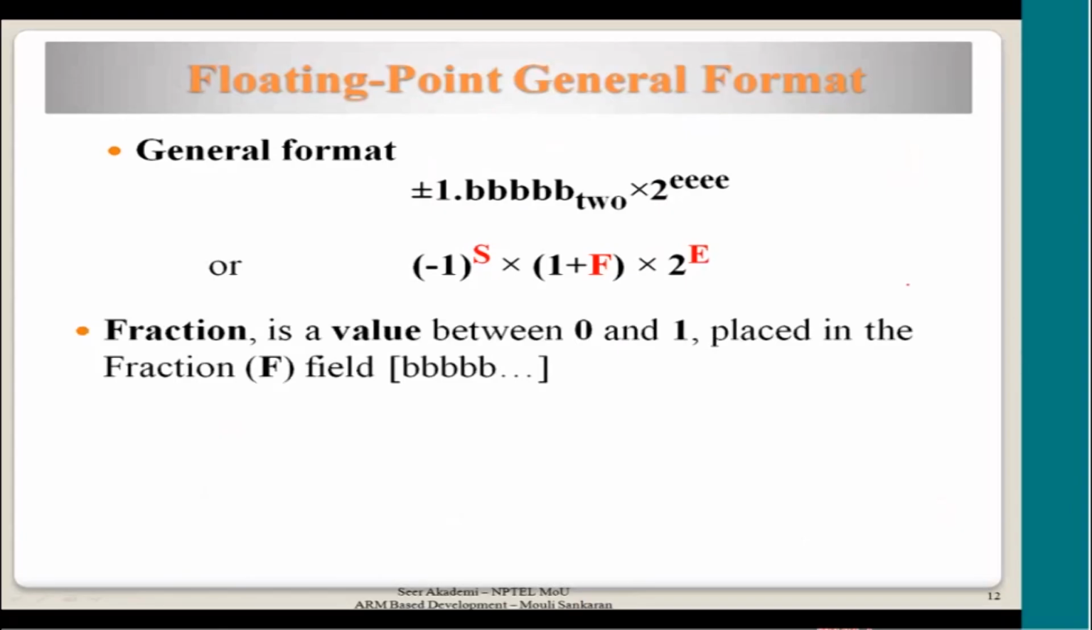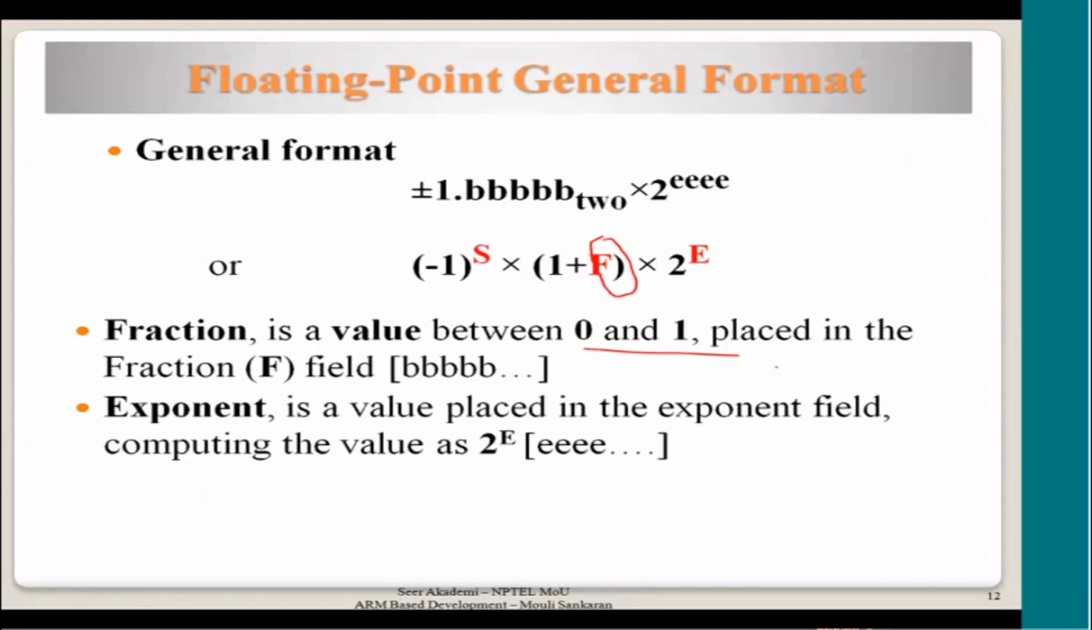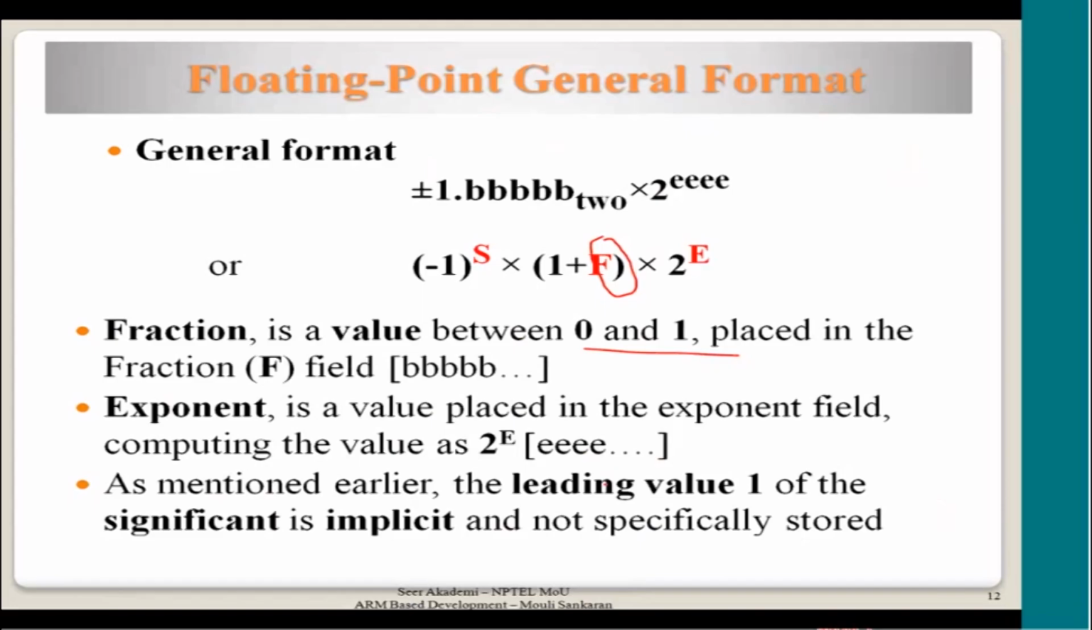The general format, I am just explaining to you. The fractional part is between 0 and 1, and the exponent portion is computed as a power of 2, and as mentioned earlier, the leading value of 1 is not stored. It is an implicit number in the floating point representation. I am just elaborating on what I explained in the last slide.